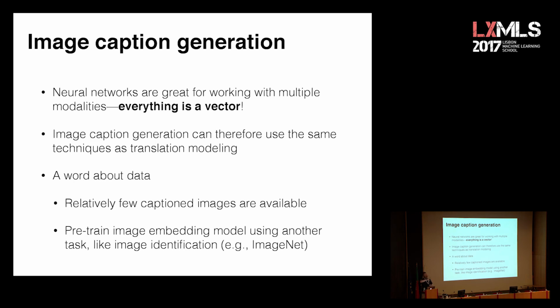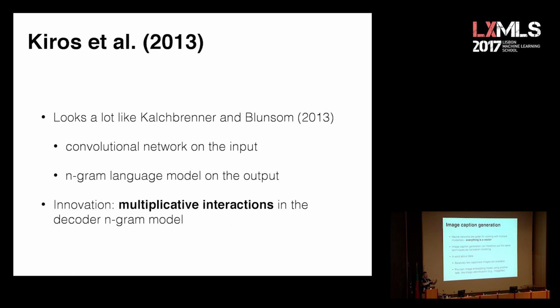And then they either refine the image model on the captioning task, or they just fix it and say, we're going to use the representations that were chosen for this other task, and we're going to learn to decode with them. So often we pre-train on something like ImageNet. Okay, so Jamie Kiros and Russ Salakhutdinov, some people at Toronto, had a model also in 2013. It looked a lot like Kalchbrenner and Blunsom.